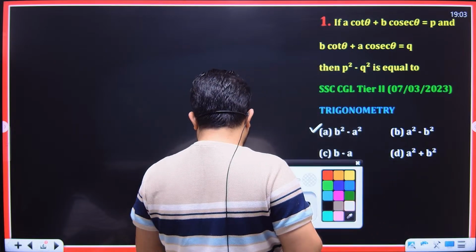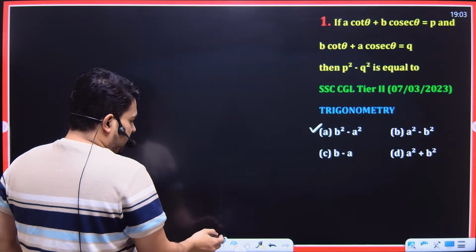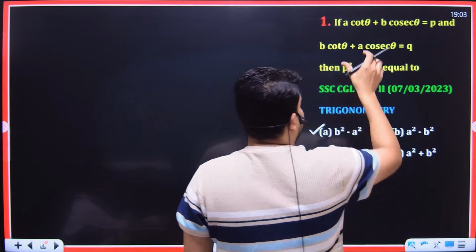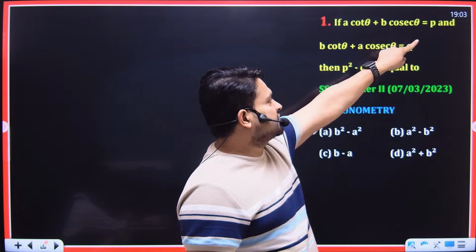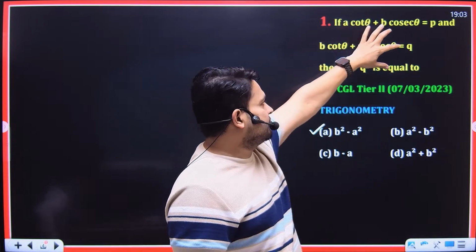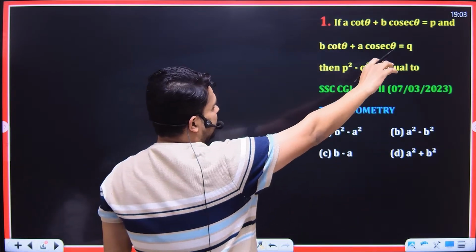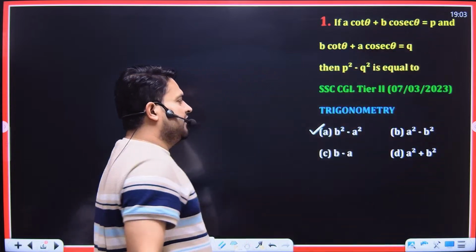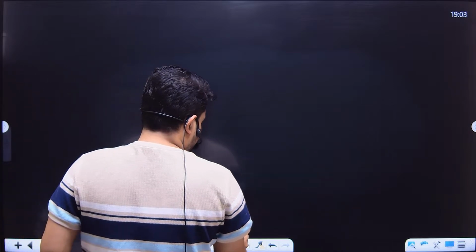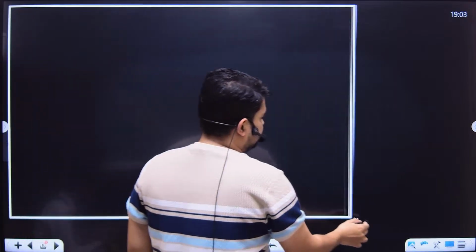All of you are aware of the identity that cosec square theta minus cot square theta is equal to 1. So when I apply this formula, if I square both sides, I have (A cot theta plus B cosec theta) whole square equal to P square, and this one whole square equal to Q square. When I subtract this one from this one, I get P square minus Q square equal to B square minus A square. I will prove it in the next slide, because we have lots of time, we have 10 questions.